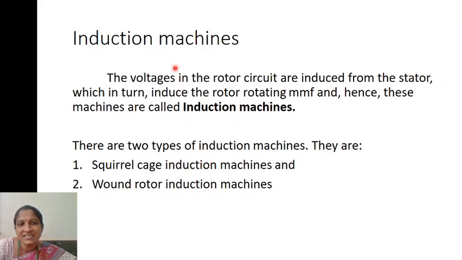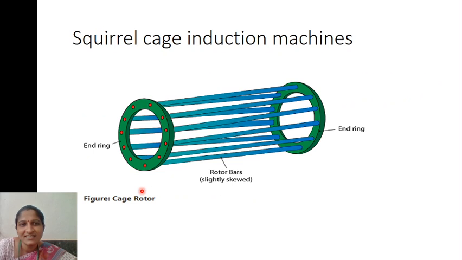Next, coming to the induction machines, these work on the principle of induced EMF. That is, the voltages in the rotor circuit are induced from the stator, which in turn induces the rotor rotating MMF, and hence these machines are called induction machines. There are two types of induction machines: squirrel cage induction machines and wound rotor induction machines. First, squirrel cage induction machines. Squirrel cage means the rotor of the induction machine is in the shape of a cage, and these are the rotor bars.